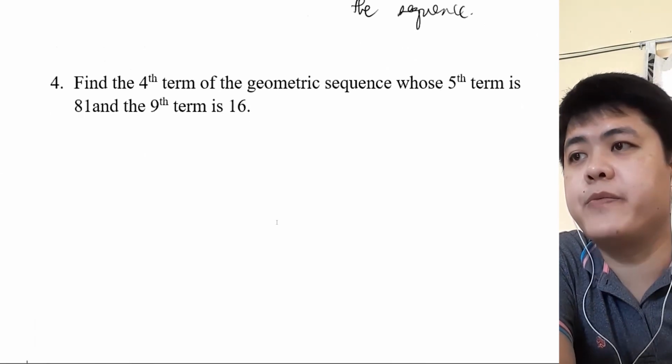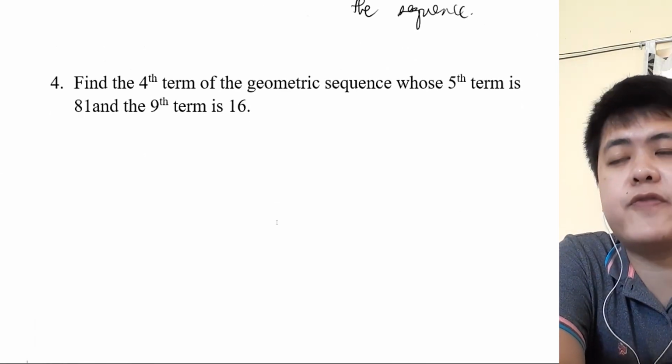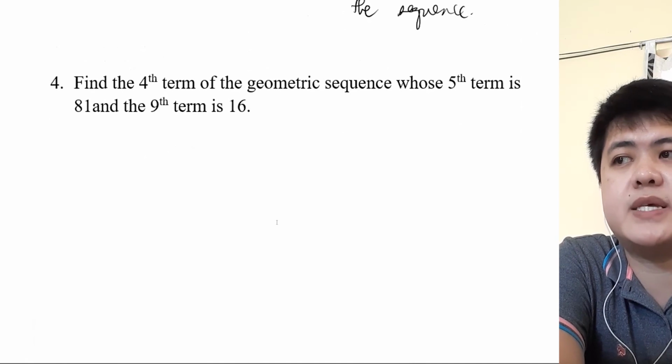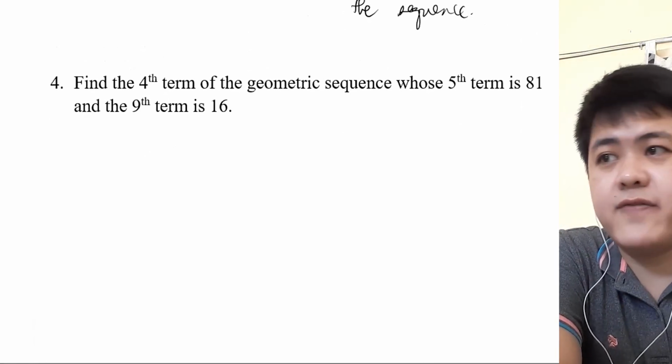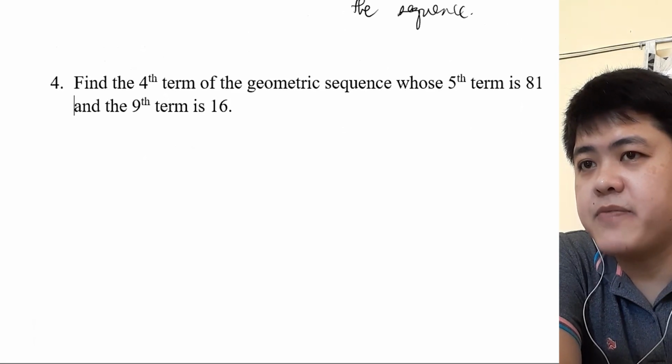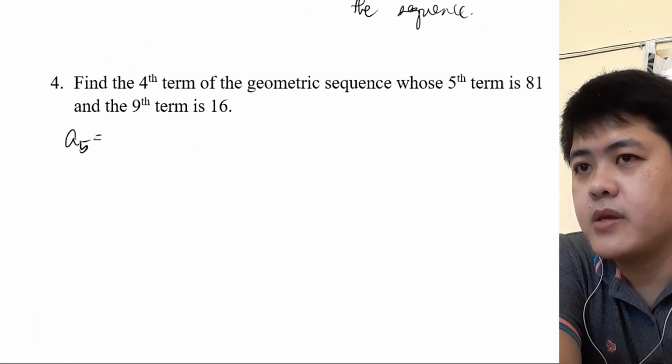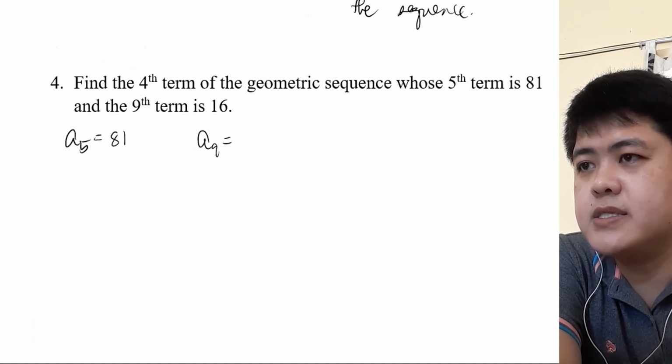Let's have number 4. Find the 4th term of a geometric sequence whose 5th term is 81 and 9th term is 16. So let's first write the given values. We'll get a sub 5 equals 81 and a sub 9 equals 16.